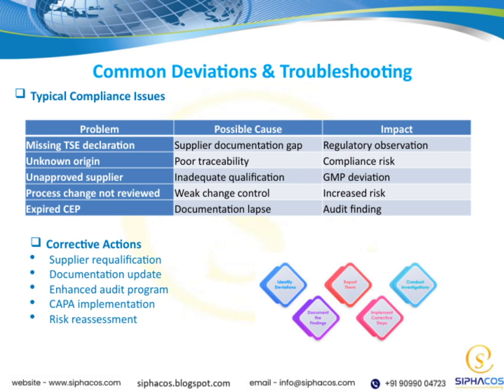Now, let's look at the corrective actions we're taking to address common compliance issues. We're requalifying suppliers and updating documentation to close any gaps. Our audit program is getting stronger, and we're implementing CAPA, corrective and preventive actions, to fix problems and stop them from coming back. We're also reassessing risks continuously. On the slide, you'll see typical problems like missing declarations or unapproved suppliers, their causes, and the impacts they have on compliance. This helps us target solutions where they matter most.